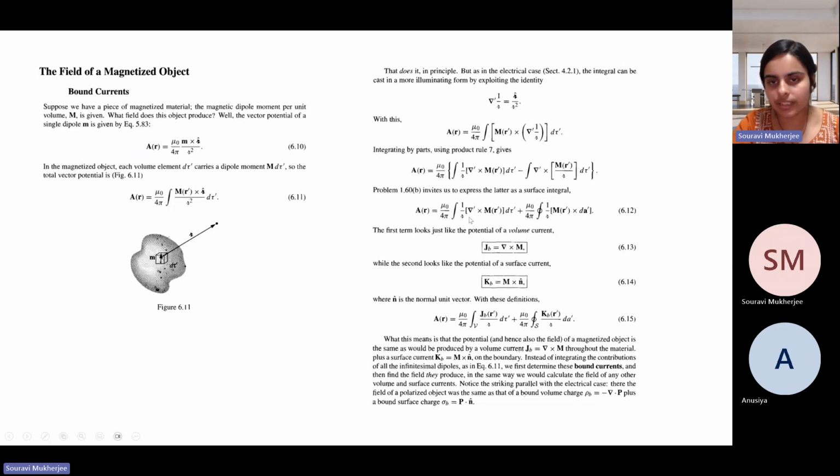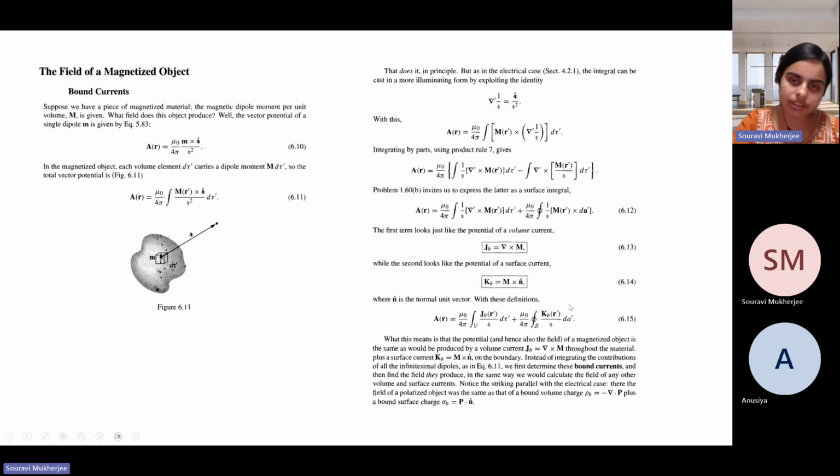You see that there are two contributions, right? One comes from volume. That means the magnetic field due to a magnetized object can be thought of as coming from two sources. One is a volume current, which is given as curl of M, where M is your magnetization. Another is a surface current, which is given as M cross n-cap. Again, M is your magnetization. This is similar to how we had found the bound volume charge and bound surface charge, right? So similarly here, now you have bound currents.